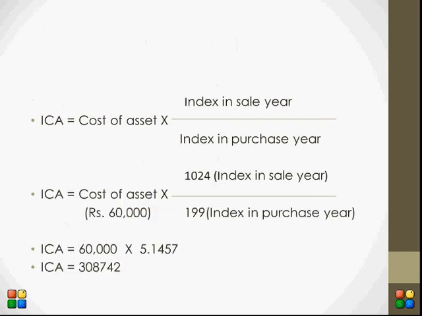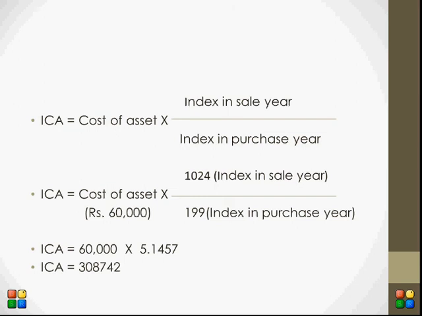So ICA, the indexed cost of acquisition, is equal to cost of asset into index in the sale year, divided by index in the purchase year. The cost of asset is rupees 60,000, the index in the sale year is 1024, and the index in the purchase year is 199. So the indexed cost of acquisition is 60,000 into 5.1457, and the value is 3,08,742. So this is the indexed cost of acquisition.